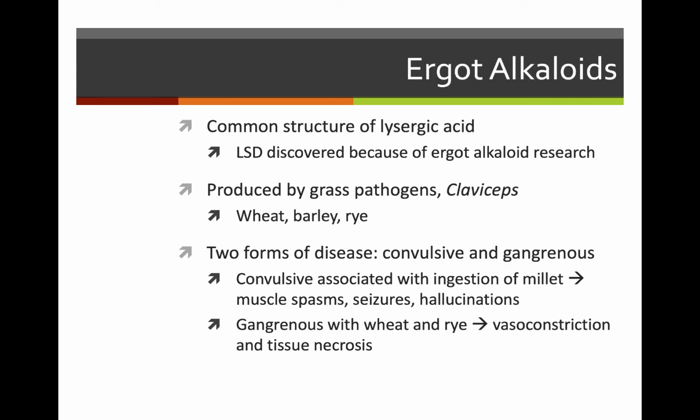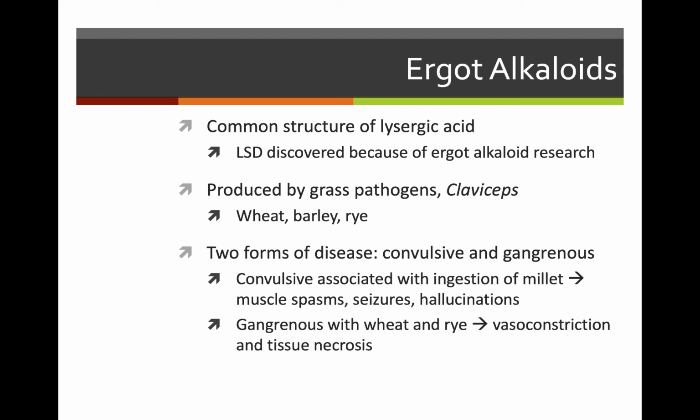Another type of mycotoxin are the ergot alkaloids. They have a common structure of a molecule called lysergic acid. And so the drug LSD was actually discovered because of research into ergot alkaloids and their ability to cause hallucinations. The ergot alkaloids are produced by members of the genus Claviceps, which are grass pathogens. So this is going to be commonly found in contaminated wheat, barley, and rye.